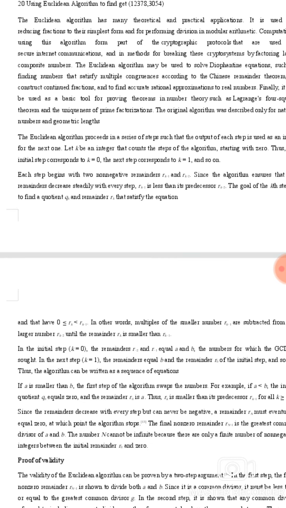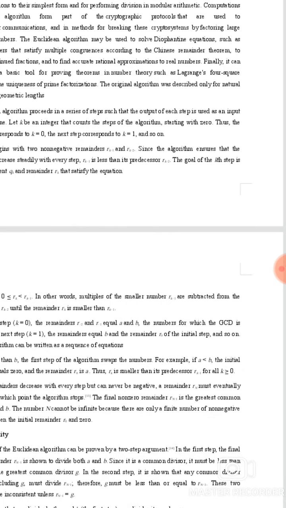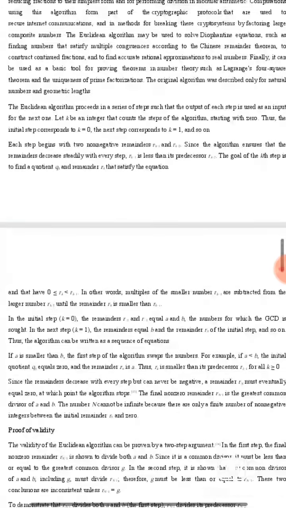Each step begins with the two non-negative remainders. Since the algorithm ensures that remainders decrease steadily with every step, r1 is less than the previous one. The goal of the kth step is to find a quotient q and the remainder r that satisfy the equation.